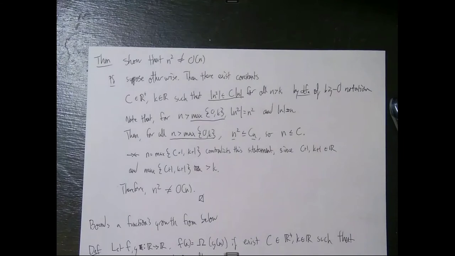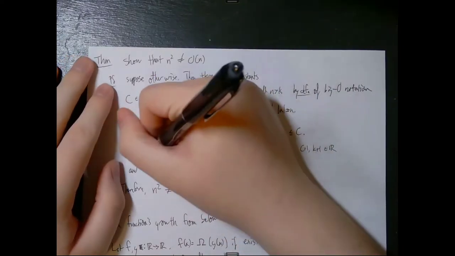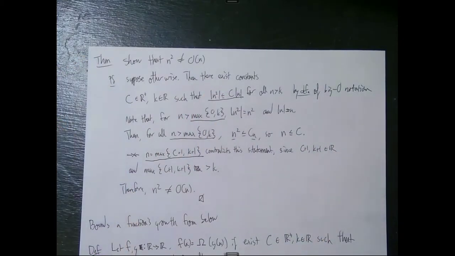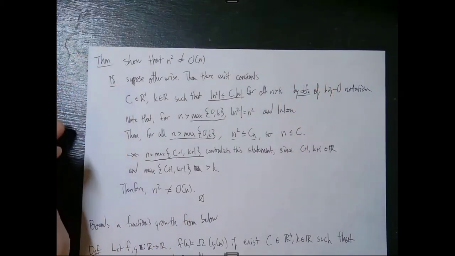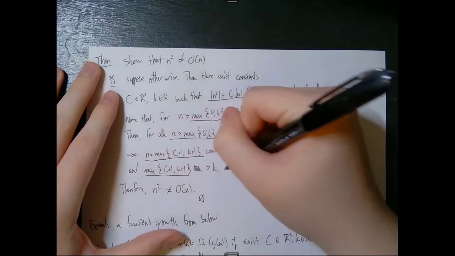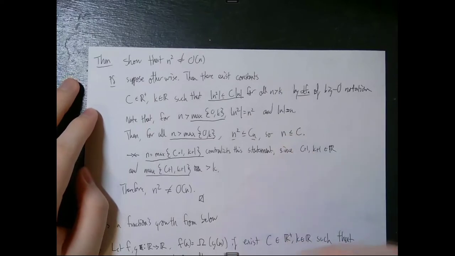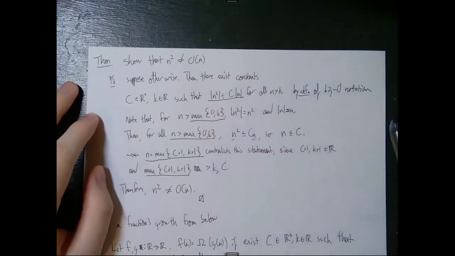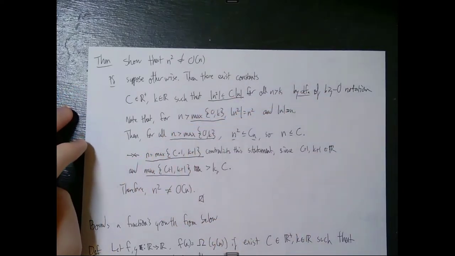Even though k plus 1 is a completely valid value for n, since n has to be a real number, the fact that we asserted that this boundary has to exist causes a contradiction. So either choosing c plus 1 or k plus 1, depending on how c and k are related to each other, either one of those will contradict the statement. Since c plus 1 and k plus 1 are both real numbers, n is totally allowed to be those, and the maximum between the two is greater than k. So we just choose the largest one that is greater than k, and that's also going to be greater than c, so that provides our contradiction. Therefore, n squared cannot actually be O of n.